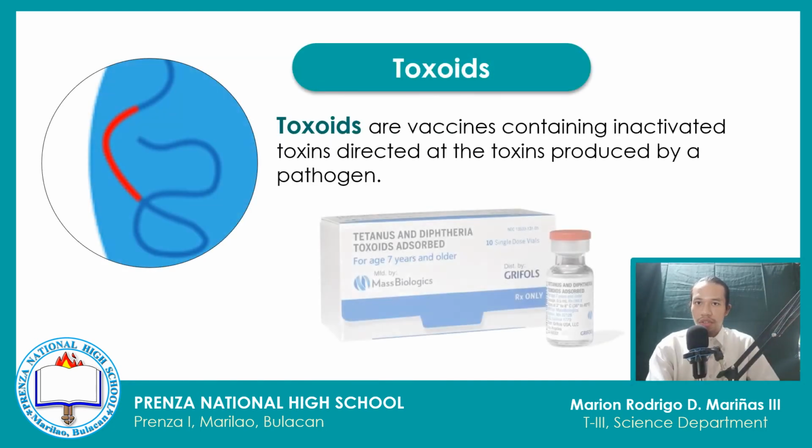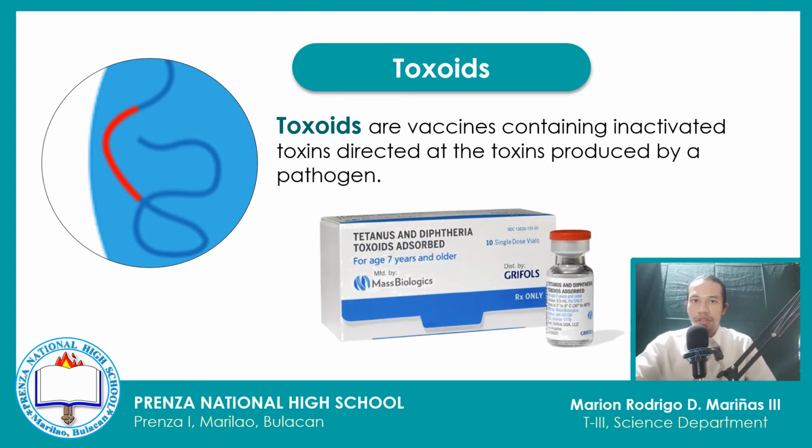Toxoids are vaccines containing inactivated toxins directed at the toxins produced by a pathogen. Tetanus and diphtheria toxoids have long been part of standard childhood inoculation series. They require a series of injections for full immunity. It is then followed by boosters every 10 years.